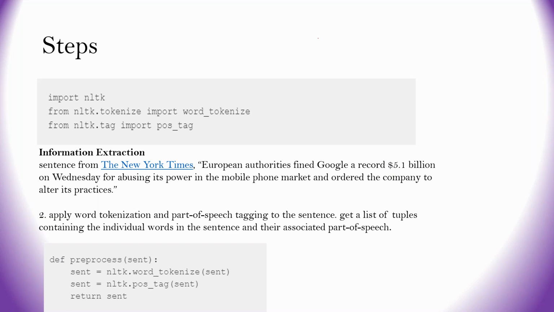So now we are trying to apply word tokenization and parts of speech tagging to this given paragraph. We are going to get a list of tuples containing the individual words in the sentence and their associated parts of speech also. For that, this code would help us to do parts of speech tagging on the given paragraph.